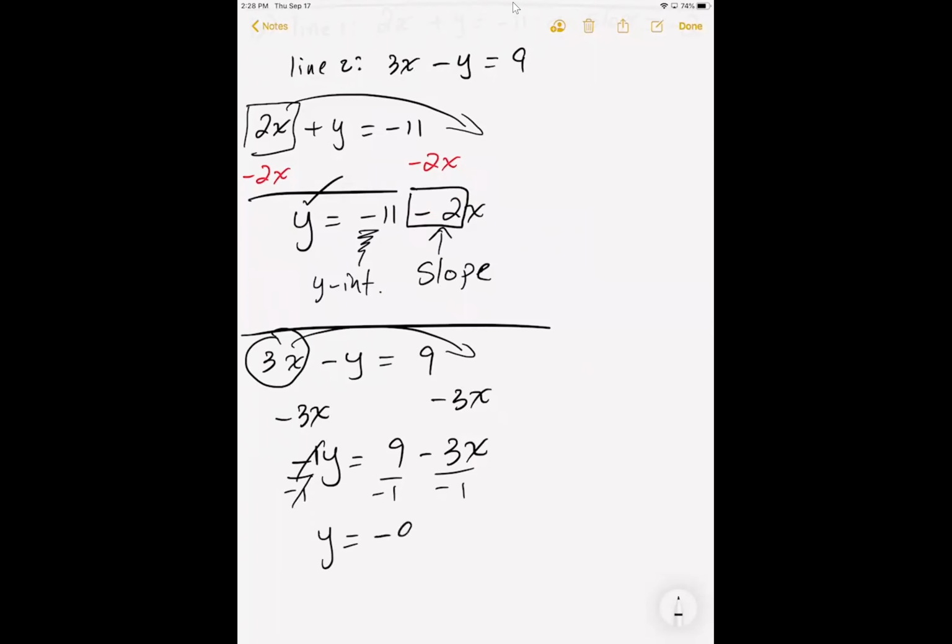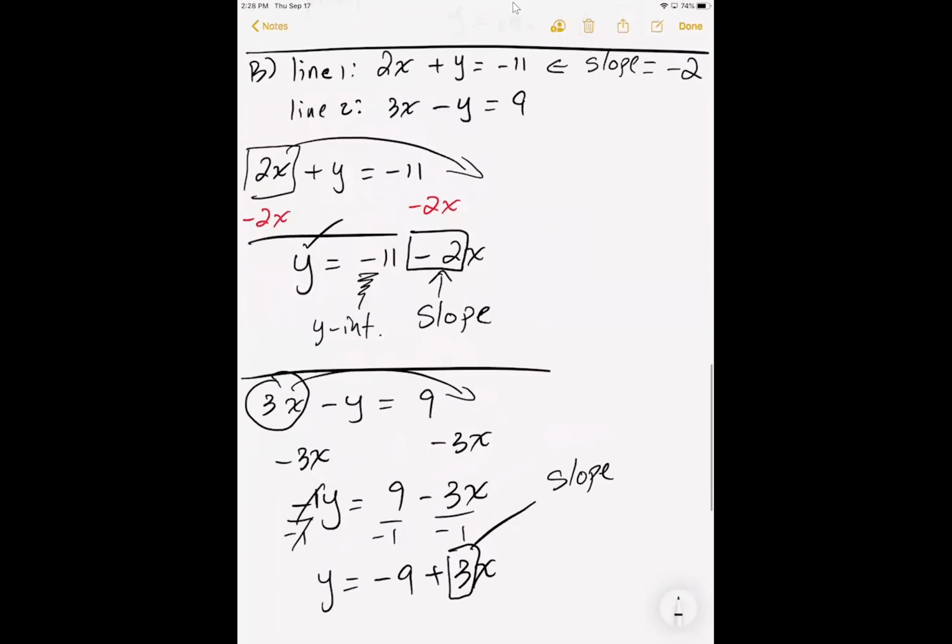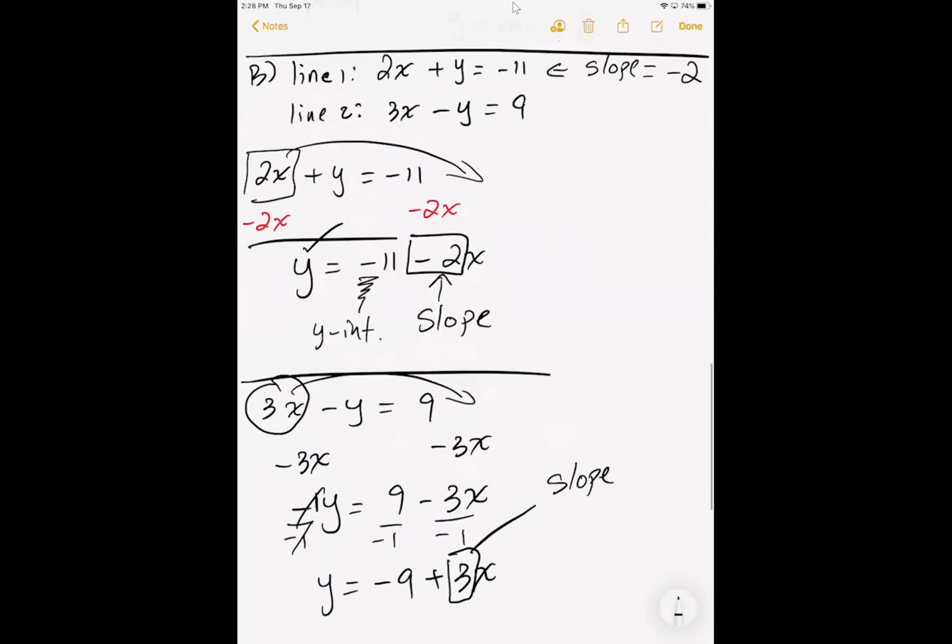Negative divided by negative gives me positive, so negative 9 becomes... and negative 3x becomes positive 3x. So we see that right here, this is your slope. Your slope is 3x. So everybody see that the slope for line 2 is equal to 3. So is negative 2 the same as 3? Hopefully you say that it is not. So the two slopes are not the same, so they cannot be parallel.